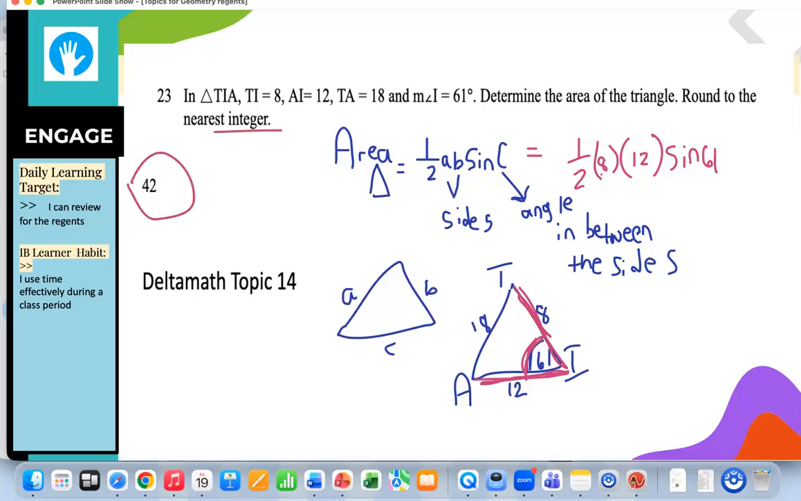They said round to the nearest integer. And by the way, the nearest integer is the nearest whole number, right? So that is pretty much it.